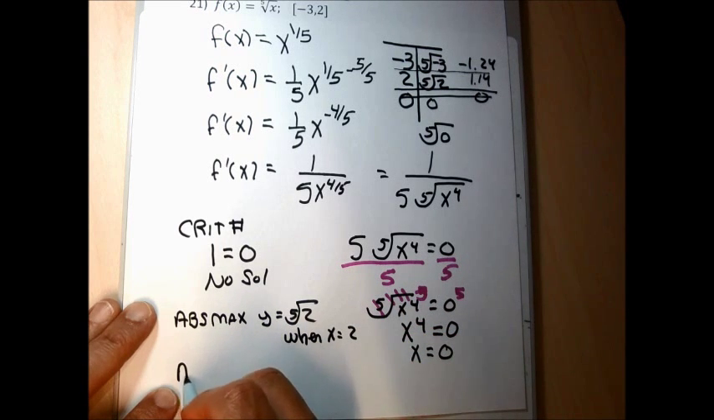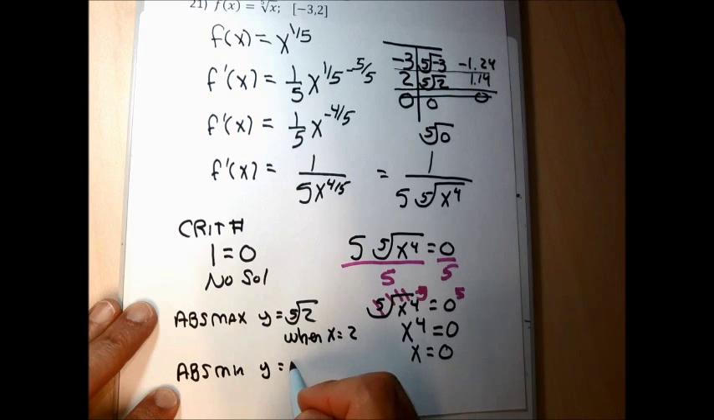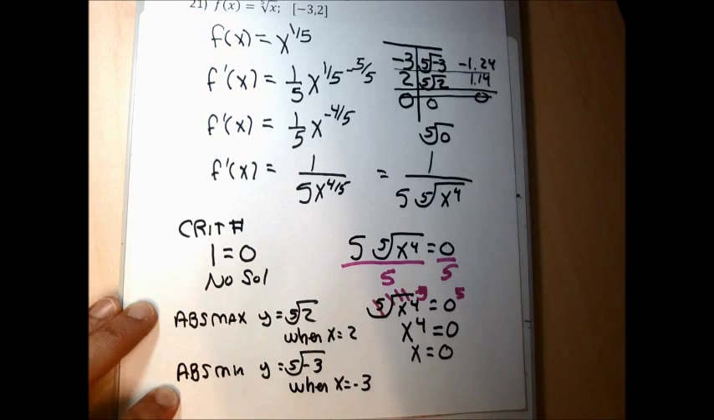And there's an absolute min of y equals the fifth root of -3. And that's what I tried to write there. And that's when x equal to -3. Again, I'll probably never do problem 20.